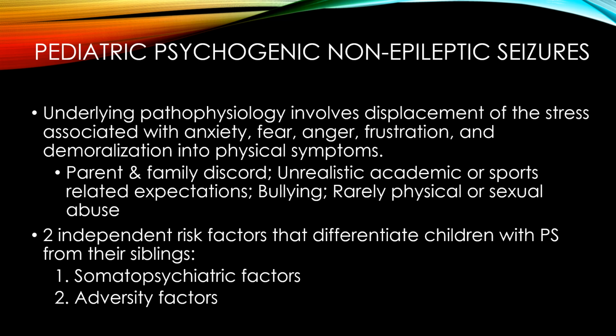Now, we've got two independent risk factors that can help us to differentiate: somatopsychiatric factors, and adversity factors. Our somatopsychiatric factors are going to be medical problems, excessive use of medical services, and fearful responses to physical sensations. So we can start to see a lot of anxiety that develops with these kids about medical things. And then the adversity factors are bullying. We do also see an association with emotional dysregulation and expression issues, pretty much any type of psychiatric disorder, and then treatment with psychiatric medications, actually.